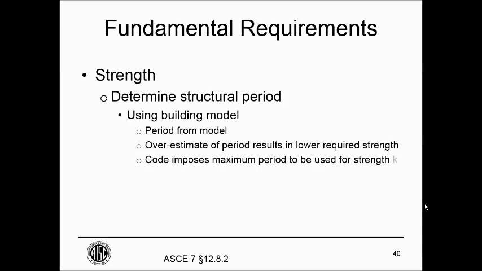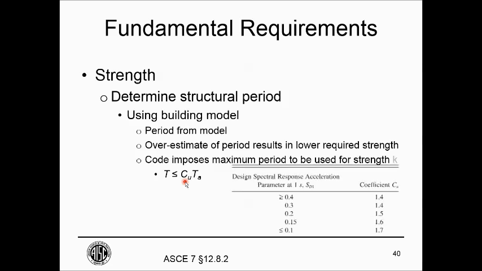For this reason, the code imposes a maximum period to be used for the strength check. There's a mysterious K I noticed earlier. You can strike that from your notes. And that maximum period that can be used is Cu times T sub A. So T sub A is the approximate period that we just showed on the previous slide. Cu is a factor, and that's also somewhat empirically derived.